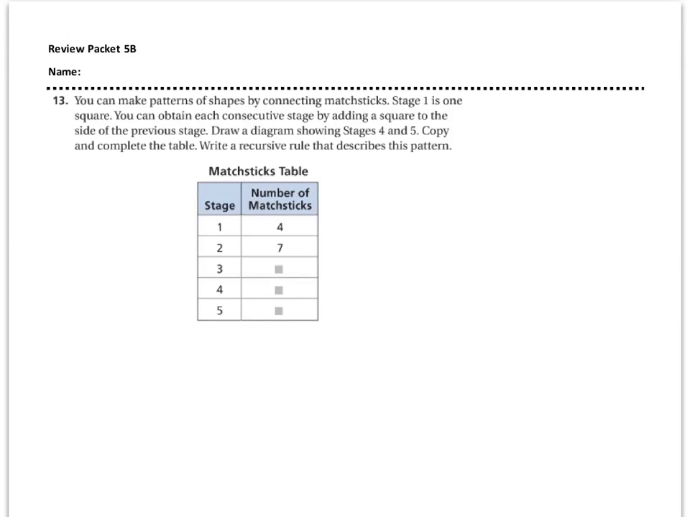And the last one, you can make patterns of shapes by connecting matchsticks. Stage 1 is 1 square. Okay, let's do that. 1, 2, 3, 4, right? And then you can obtain each consecutive stage by adding a square to the side of the previous stage. So you used 4 here, right? That's what it says right here. And then next one, you're going to put 1, 2, 3. So you need 3 more. That's why you have 7 right here.